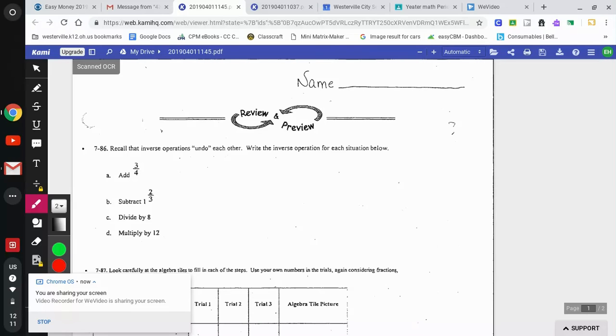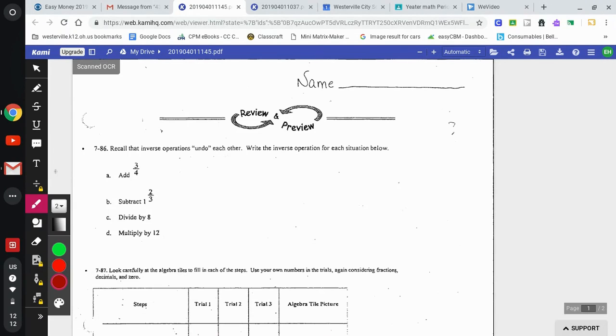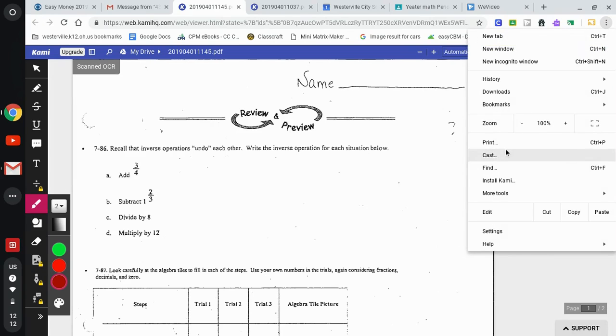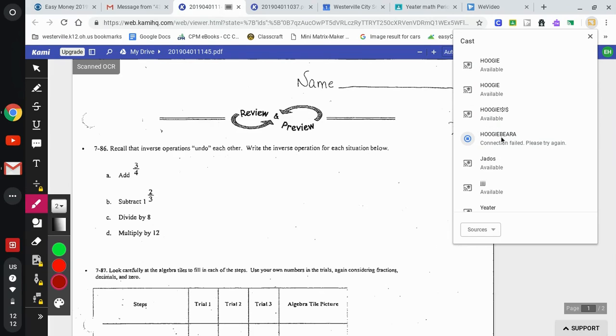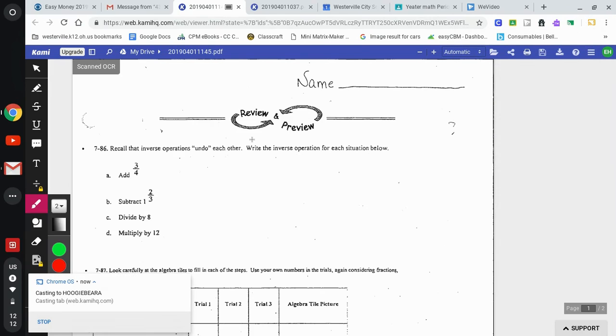Right, tonight's homework is 786 to 790, and let's start with 786. It says recall the inverse operations to undo each other. Write the inverse or the opposite for each situation.